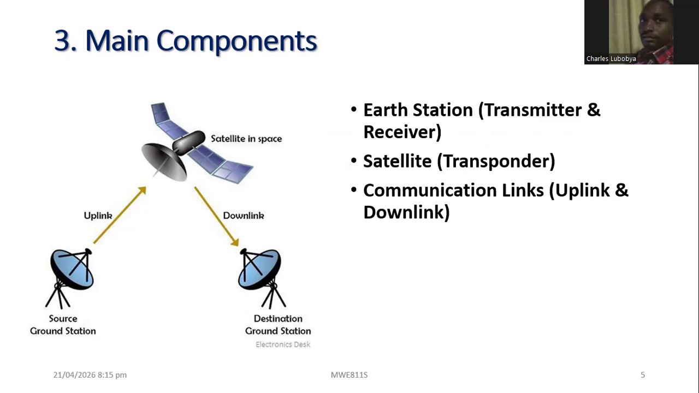So then you also need the next components, which are key. Here are the communication links. In this case, you've got the uplink and the downlink. These are very, very important. So three components essentially make up the satellite communication system. You have the Earth stations, which could be two, source and destination. Then you've got the transponder, which is the satellite itself, launched in the air or in space. And then you've got the two communication links for uplink and downlink.